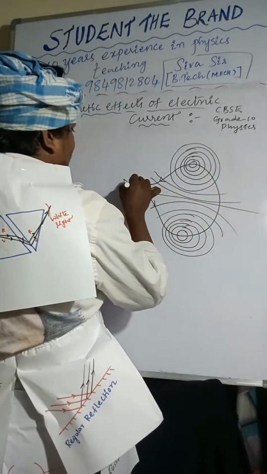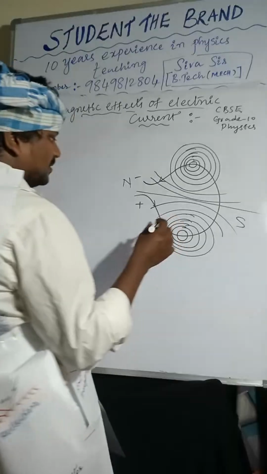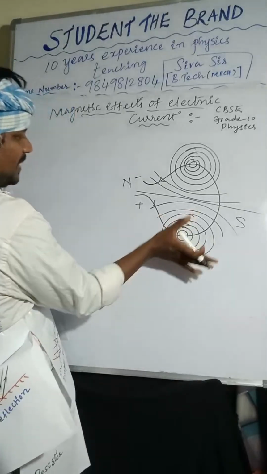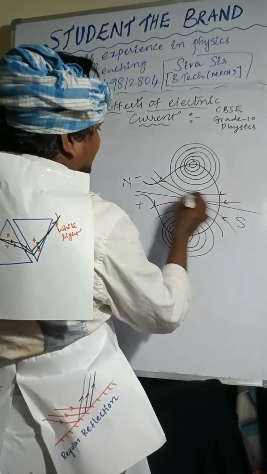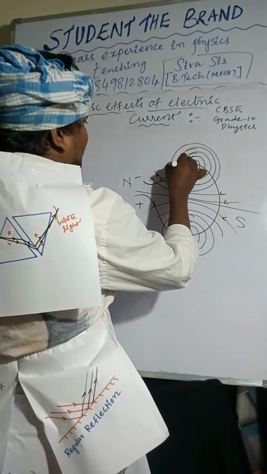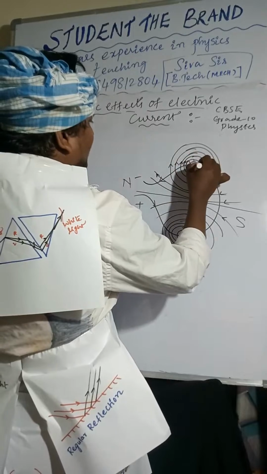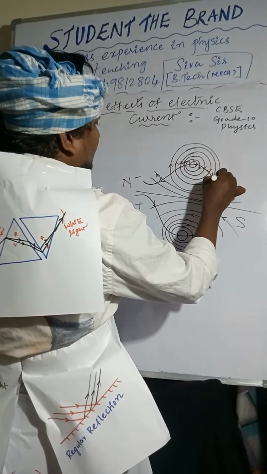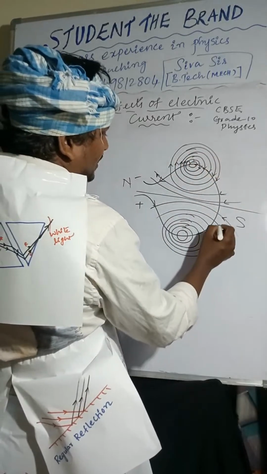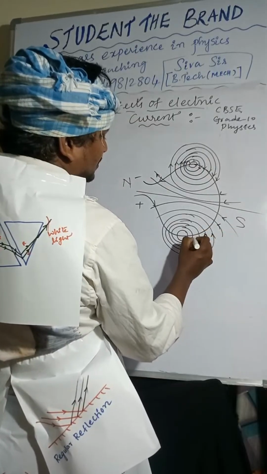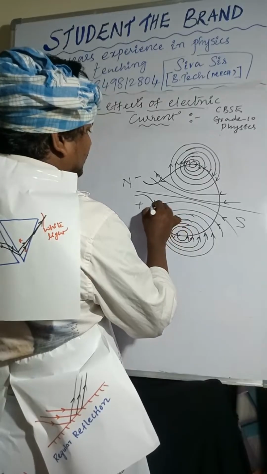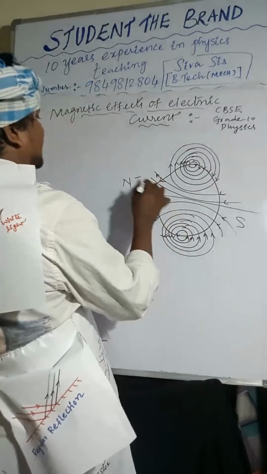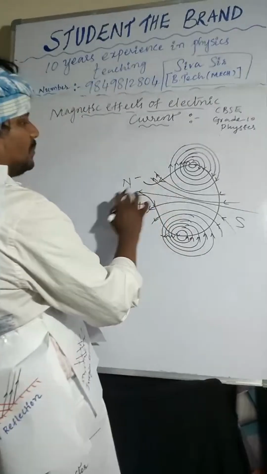So this is north and this is south. If the current is passing, the magnetic field moves toward south. Reaching away from it is called north, and reaching towards it is south. Here north, here north, here north. This is the north pole and this is the south pole.